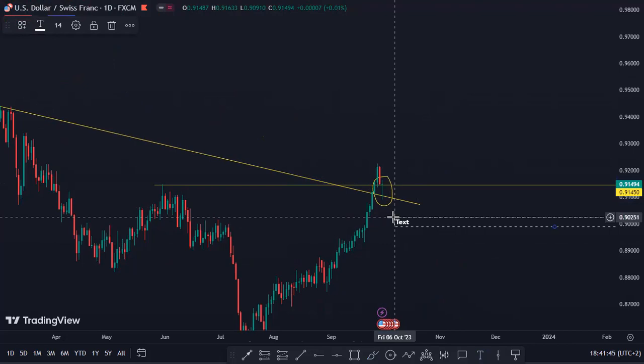Let me just write it down so it makes more sense. So guys, just from the daily time frame, you can tell how price is gonna move on USDCHF, right?